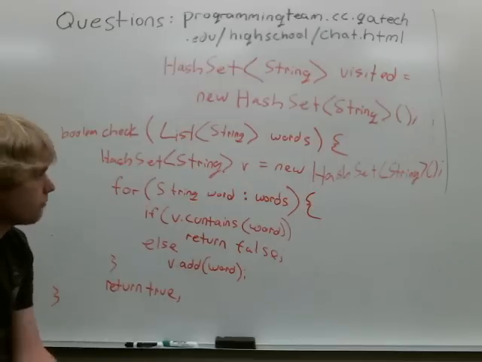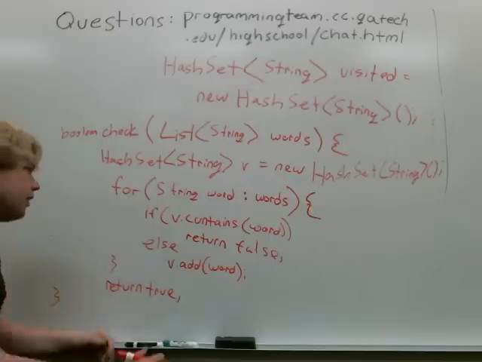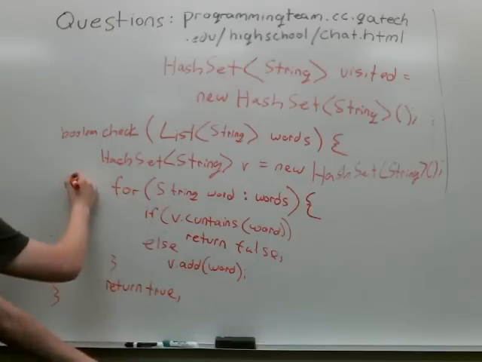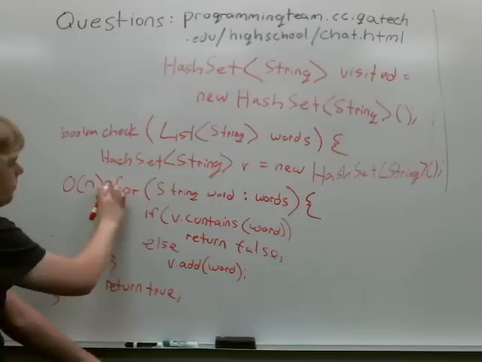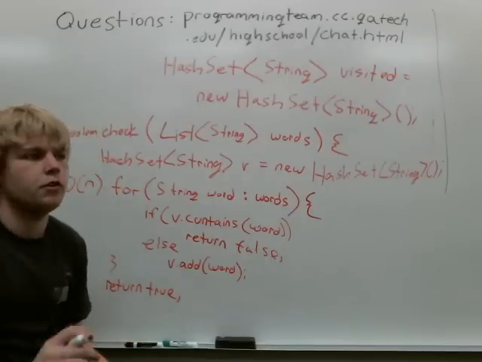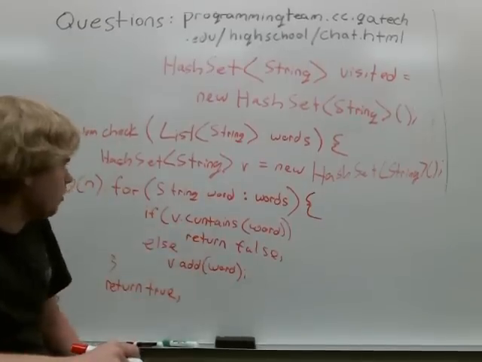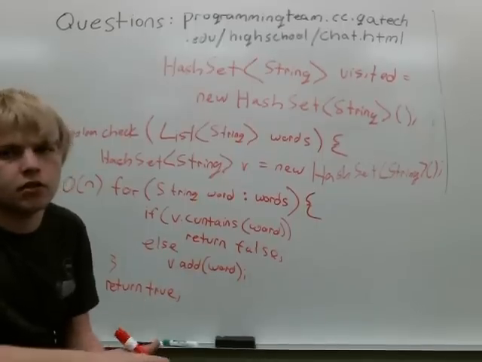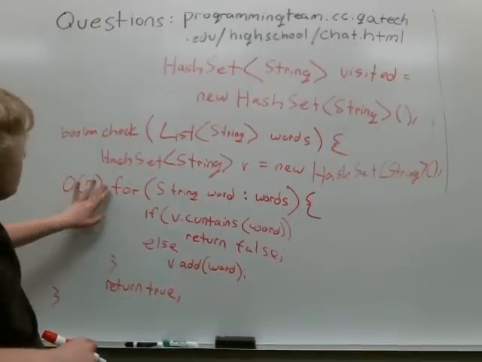So let's look at the running time of this. Here, to iterate over all the words is going to be linear time. It's O of N, right? Because we just look at each word once, and assuming we're using a structure that makes sense for this for loop, as long as you're not using a linked list and doing get at 0, get at 1, get at 2, you're going to have a nice behavior where the running time is O of N.